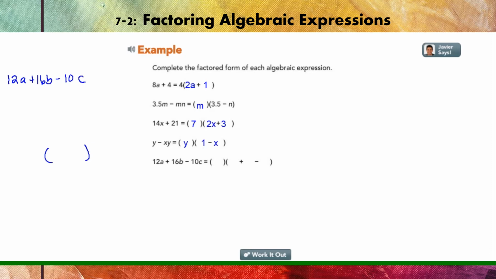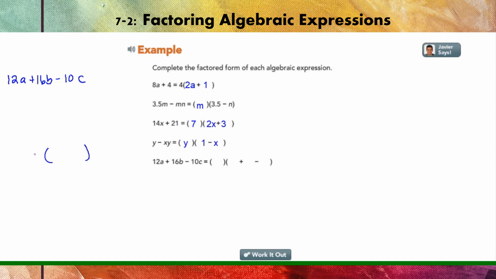Here is our last example, and we have to figure out what our greatest common factor is. So if we look at all the variables, no common variables, now we just have to look at the numbers. So what's common between 12, 16, and 10? Well, what's common is 2.